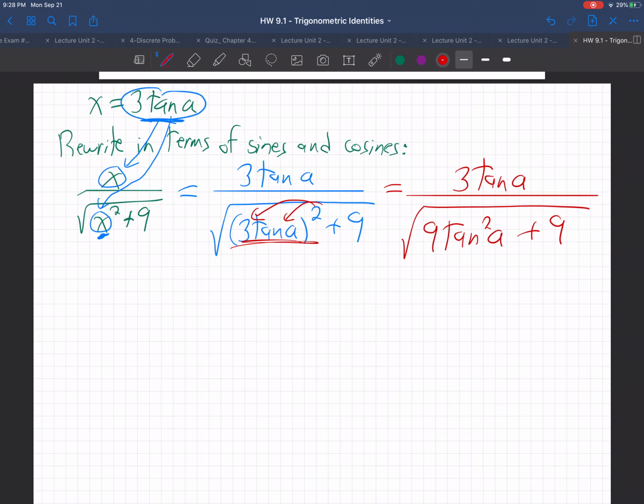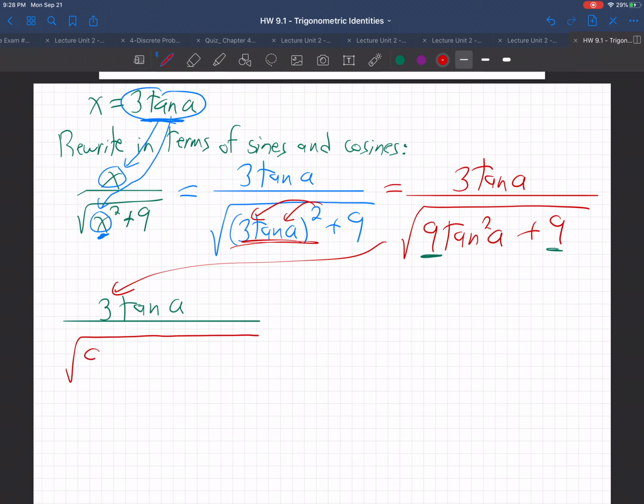Okay. What are we going to do? Well, let's bring it down here. And this is where things get a little tricky. I would suggest, see how these both have a 9? I would factor it out. Do you know what I mean by that? 3 tangent of a all over, in the denominator, it's going to become 9 parenthesis tangent squared of a plus 1. Do you see what I just did there? That's called factoring. That's just distributing backwards, reverse distributing, right?